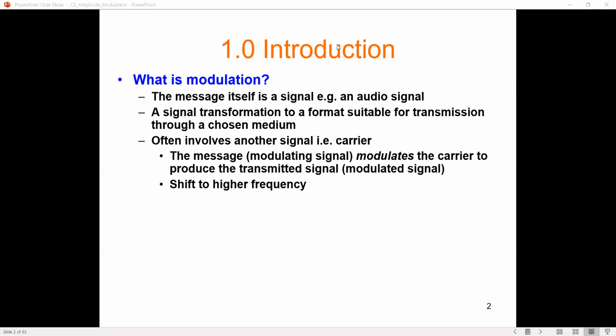So apart from the signal, another important signal that is involved in modulation is our carrier signal. Our message signal, which is our modulating signal, will modulate the carrier, and then this will result in the modulated signal. And then this modulated signal will be shifted to a higher frequency.